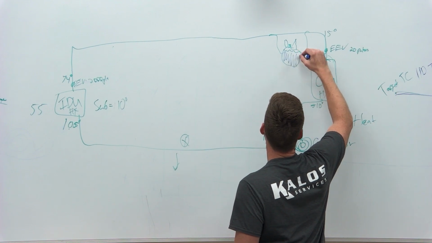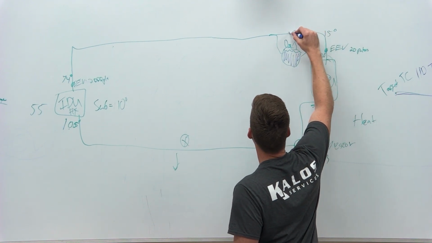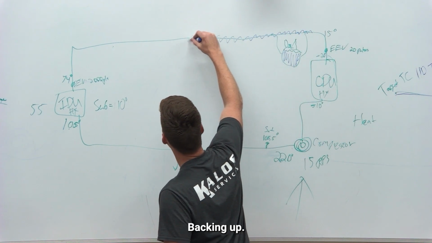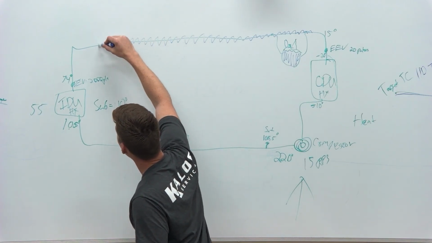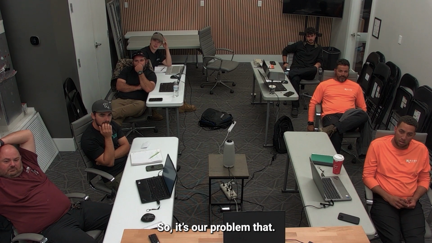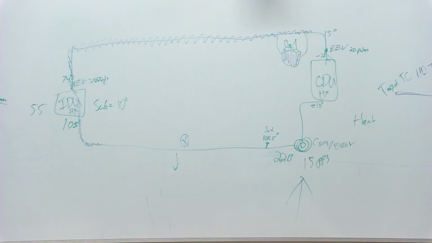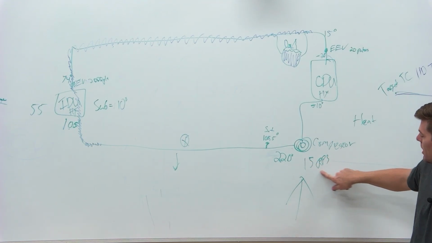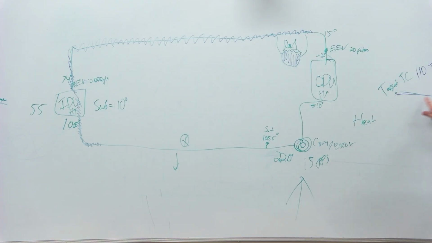We filled up our liquid receiver, and now what's happening? Backing up. It's bagging up. So this is our problem: we're now pumping everything to one side of the system, and it's just literally stacking. Because my compressor speed hasn't changed. I'm hitting my target temp, 110, right?